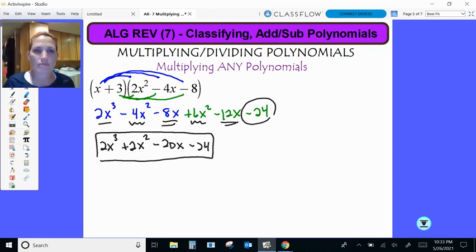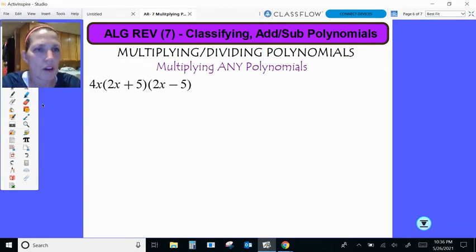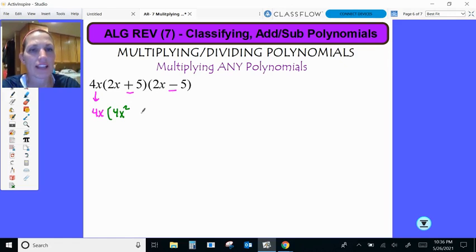Now we have multiple polynomials here. We have a monomial and then two binomials multiplied together. Notice that these two are exactly the same except for the signs right here. Look what happens. First of all, we're going to let this 4x just hang out here, and then we're going to multiply this together. We're going to have 4x squared minus 10x, and then plus 10x minus 25.